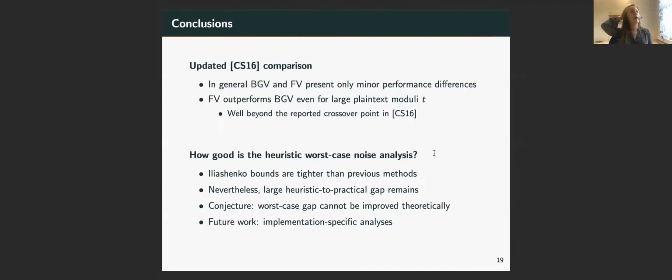And then finally, how good is the heuristic worst case noise analysis? Just for the conclusion, as I've mentioned, the Iliashenko bounds are tighter than the previous methods, so there is an improvement that we get. However, the large heuristic to practical gap persists and remains, and we do conjecture that this gap is not going to be improved via a worst case heuristic analysis. And so perhaps a future direction is to look at implementation specific analysis.